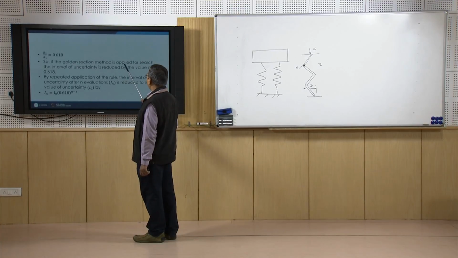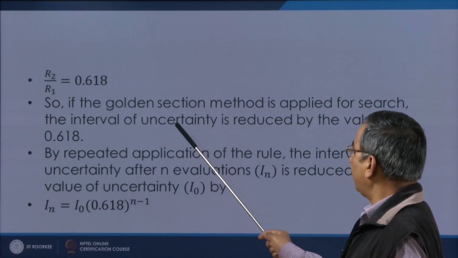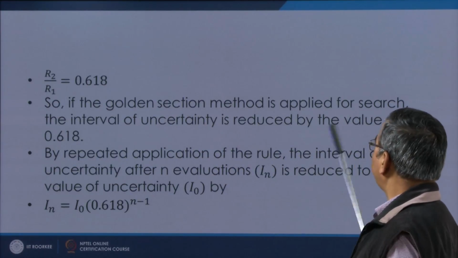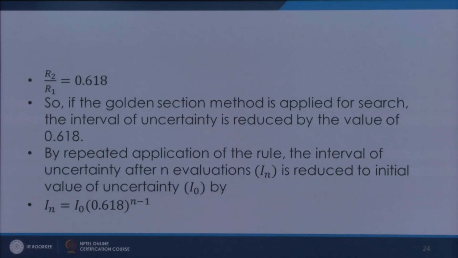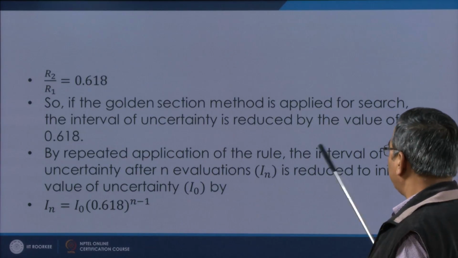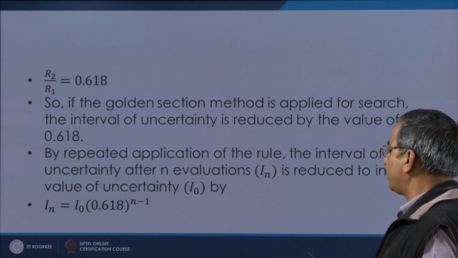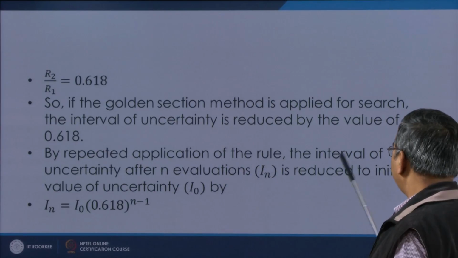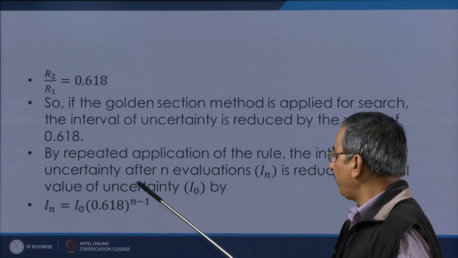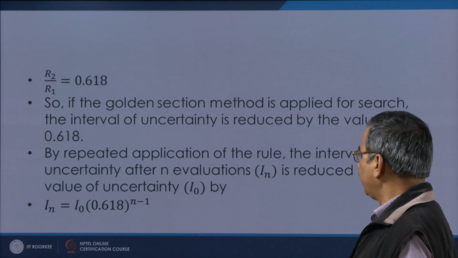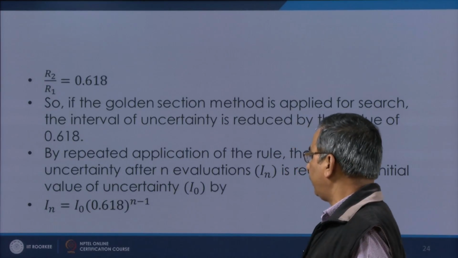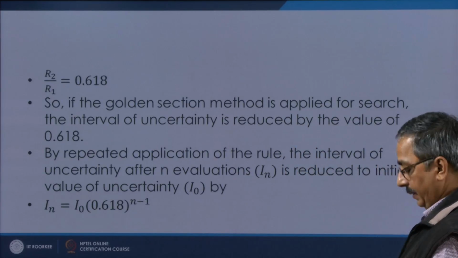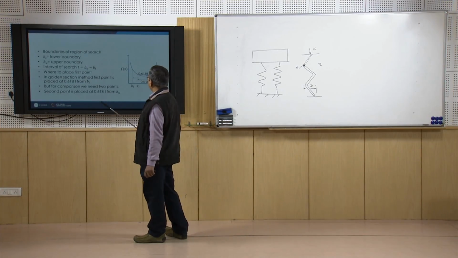So, in the golden section method, the search is applied. If the search is applied, the interval of uncertainty is reduced by a value of 0.618 times. So, this is what is meant by it. By repeated application of the rule, the interval of uncertainty after say n evaluations is reduced from the initial value of uncertainty I0. So, In is I0 into 0.618 to the power n minus 1.